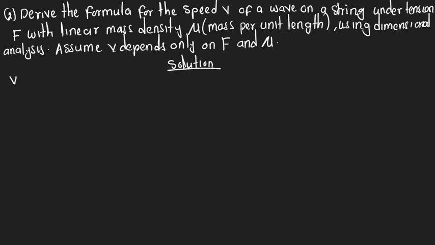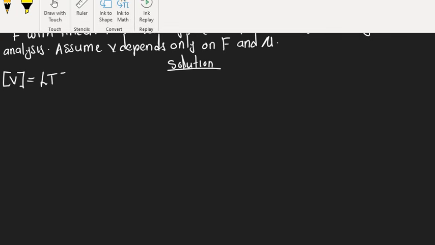Okay, so the first thing we do is to find the dimensions. What are the dimensions of velocity? It is simply LT to the power negative 1. It's supposed to be negative 1.